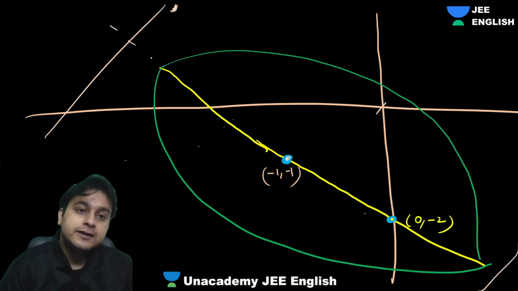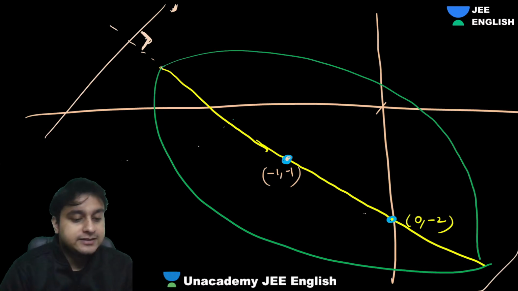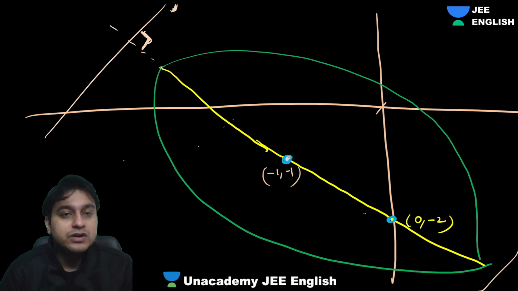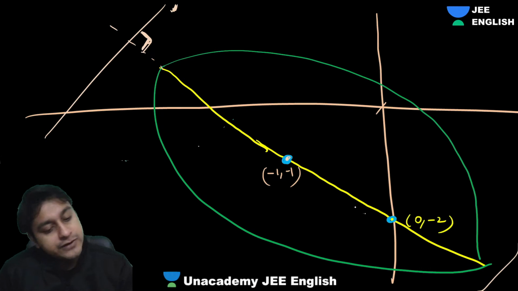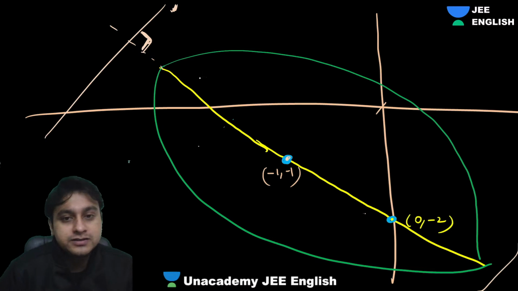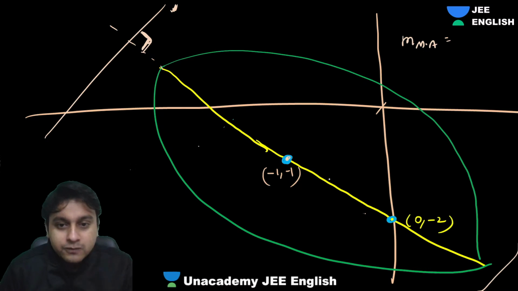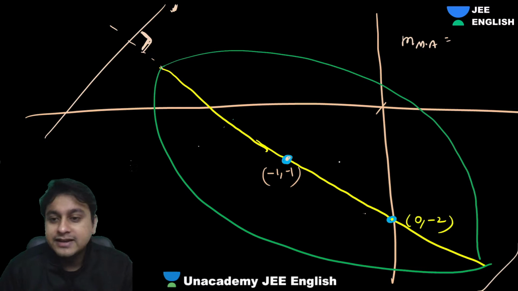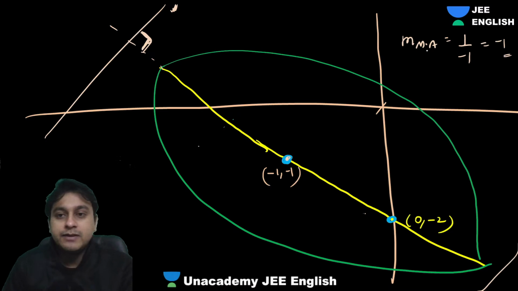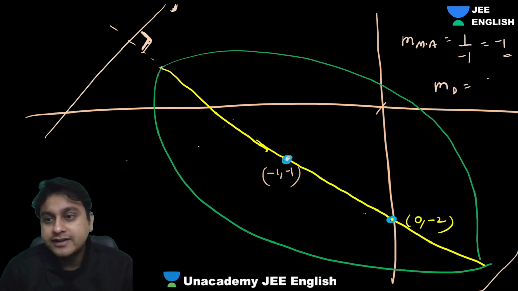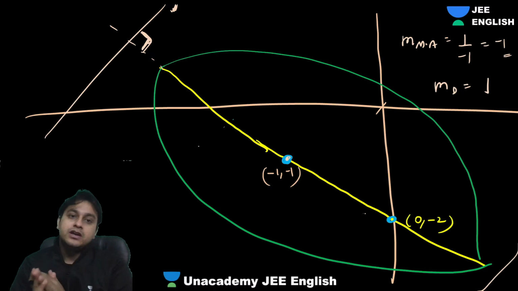See guys, let's try to understand very carefully. We all know that the directrices are perpendicular to the major axis. Can we get the slope of the major axis? Yes, using (y2 minus y1) upon (x2 minus x1). Here it is (-2 + 1) upon (0 + 1), that is 1 upon... which gives -1. So the slope of the major axis is -1, and the slope of the directrix will surely be 1, since m1 times m2 equals -1. So we have figured out its slope.